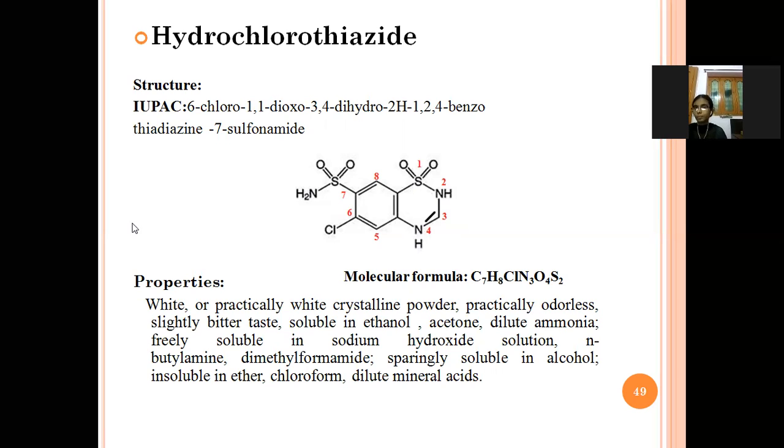Next, the properties. It is a white or practically white crystalline powder, odorless but bitter in taste, soluble in ethanol, acetone, and ammonia, freely soluble in sodium hydroxide and dimethyl formamide, and sparingly soluble in alcohol, insoluble in ether, chloroform, and dilute mineral acids.